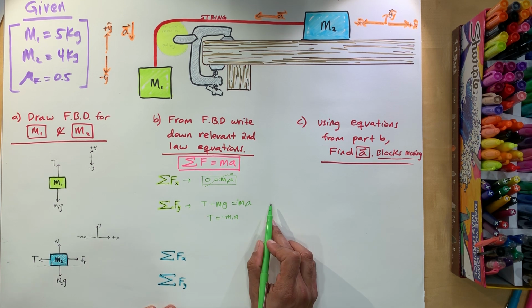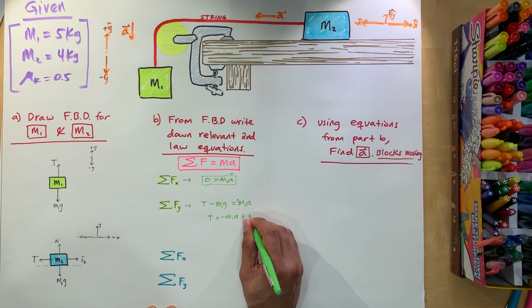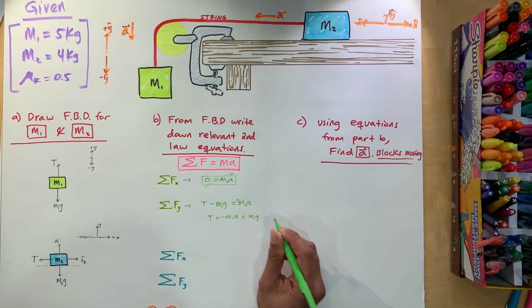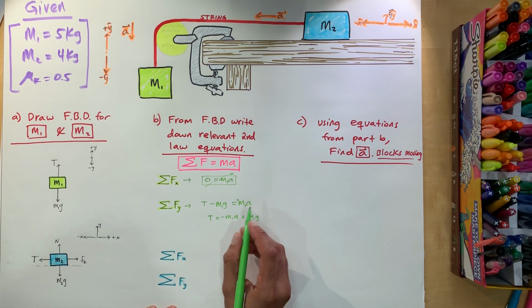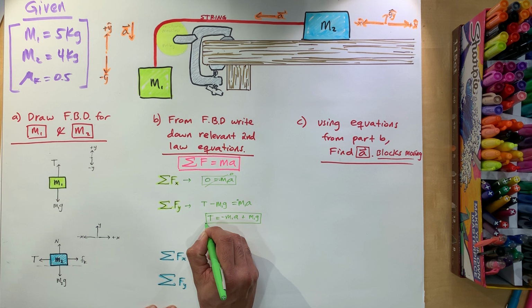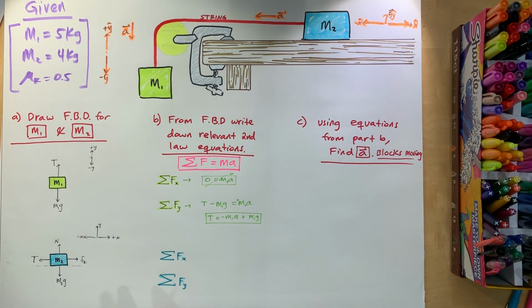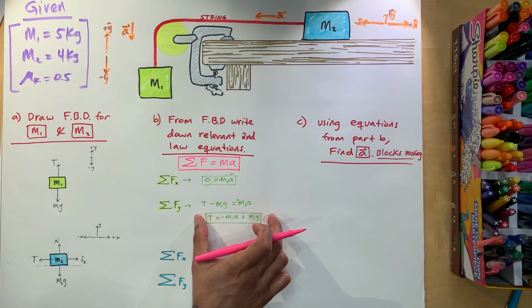This becomes positive on the other side. So we got positive M1G. Okay, and for now, let's just leave it like that. So I'm gonna box this up. I'm gonna put equation 1. Let's circle this, that's equation 1. We're gonna hold on to that for now.